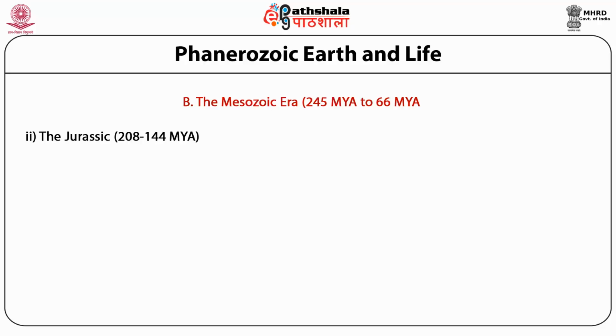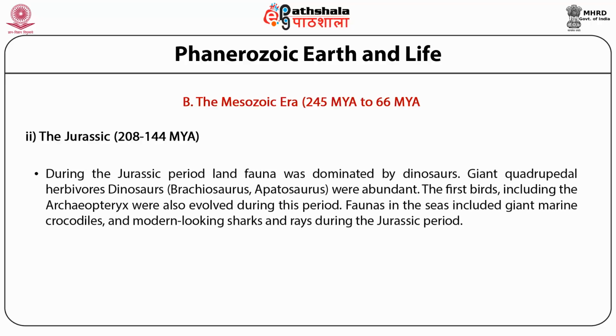With regard to the climate, the mild Triassic climate continued during the Jurassic period. During the Jurassic period, land fauna was dominated by dinosaurs. Giant quadruped herbivorous dinosaurs were abundant. The first birds, including Archaeopteryx, also evolved during this period. Faunas in the seas, including giant marine crocodiles and modern-looking sharks and rays, also evolved during the Jurassic period.